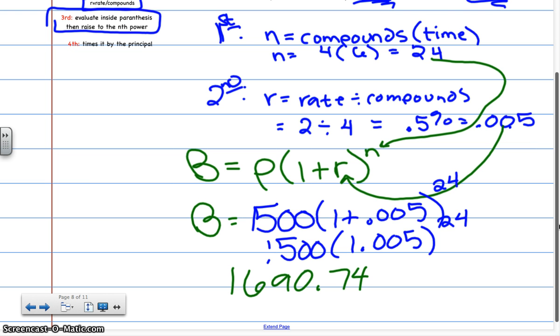It's very important that when you do this part right here, you hit enter right away because there's an order of operations issue that'll go on. Okay, if you don't go to the 24th power and then enter, the calculator is going to think there's something else going on with order of operations. Okay? Very important.